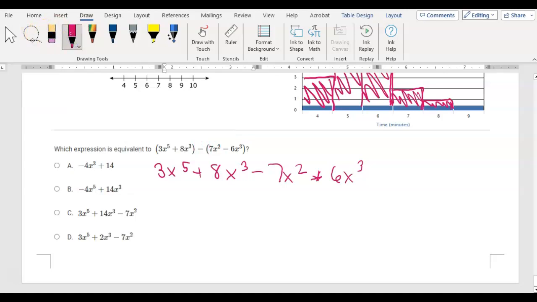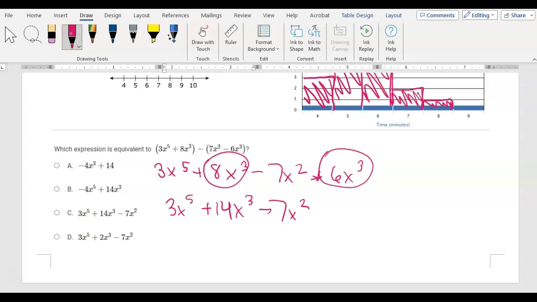And so then we can combine like terms. So 3x to the 5th power does not have anything in common with this one over here, so we're going to leave that alone. 8x cubed has 6x cubed as a friend, and it is plus 6x cubed because that's minus a minus, so it's going to be plus 14x cubed. And so you might already see what the answer is. And then minus 7x squared. And so we're looking at C as our answer. And this is, again, a real example of a PARCC released item.